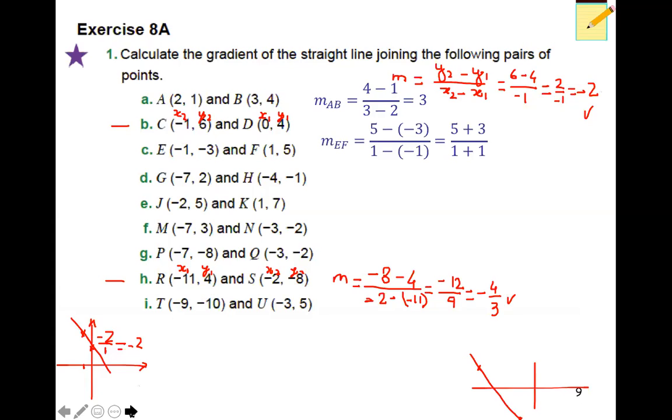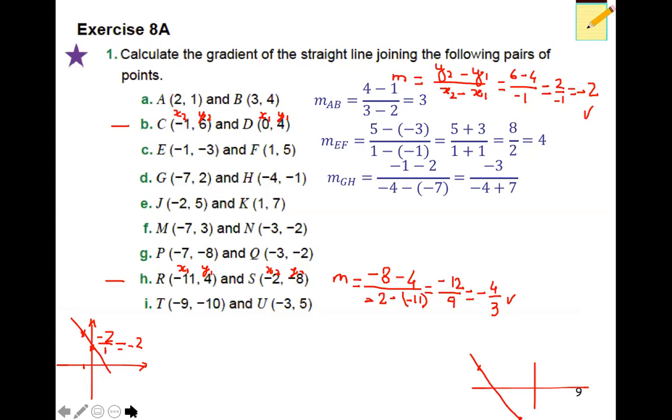For C, the line EF, we can call it a line EF because it joins 2 points, would have been 5 minus -3 divided by 1 minus -1. When you minus a negative, it's the same as adding a positive. So 5 minus -3 becomes 5 plus 3, whereas 1 minus -1 is just 1 plus 1. So we end up with 8 over 2, or 8 divided by 2, which is 4. So gradient of 4, again a positive gradient for that one.